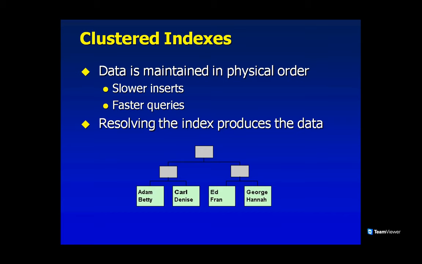With a clustered index, data is maintained in physical order, so inserts are slower but queries are faster, since resolving the index produces the data. So what does that mean? When you create an index, it will create root pages and intermediate pages, and the data is ordered like A, B, C, D or 1, 2, 3, 4. Then every row will have a number. So this is page number one, row number one. This is page number one, row number two. Page number two, row number one, like that. The data is organized for each and every row.